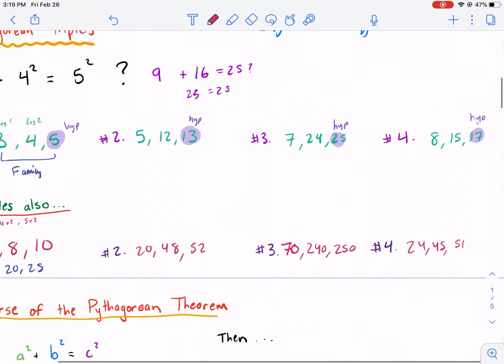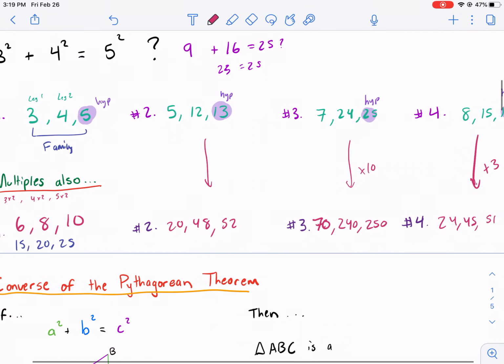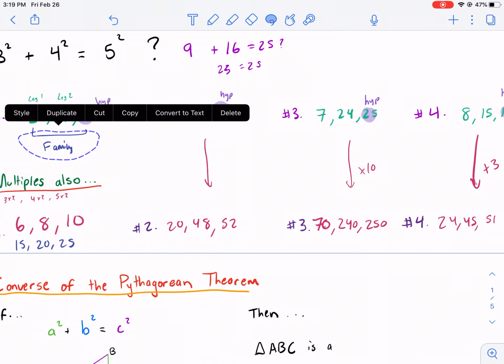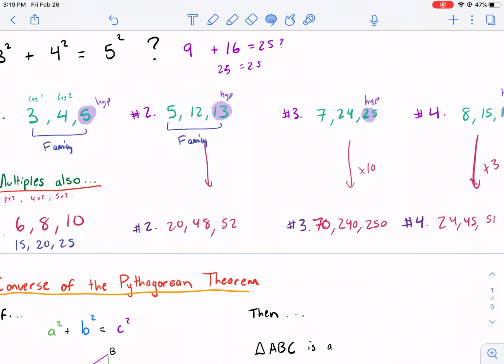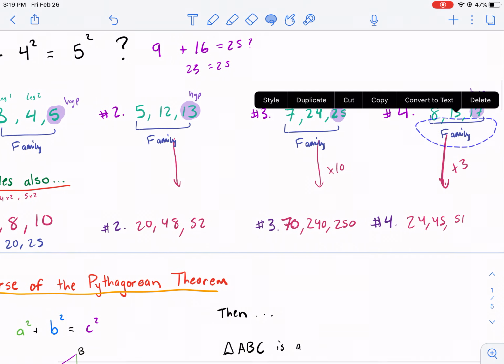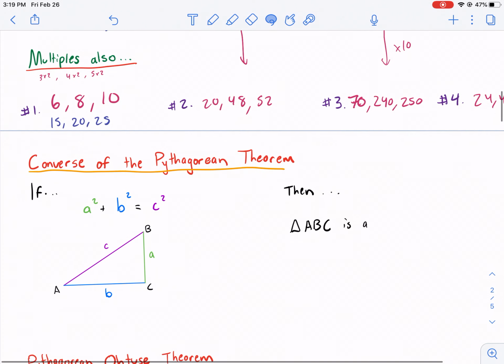So those are all examples. Again, this was times 3. This one was times 10. It doesn't matter, okay? As long as you multiply each one of the original triples by the same thing in that family. Because this is a family. I'm going to copy and paste this, actually. This is a family, the original family, and this is a family, okay? The original family. And you can just multiply them to get more Pythagorean triples.